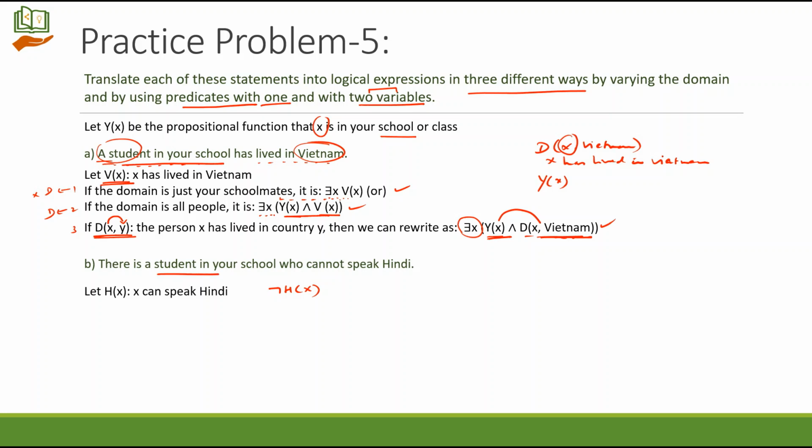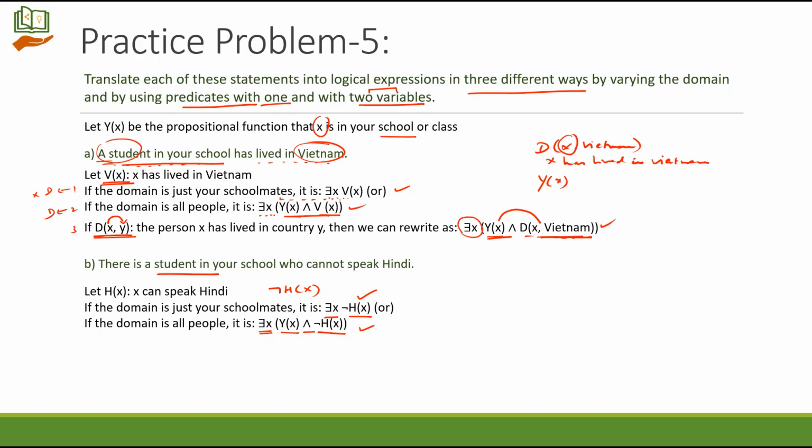If the domain is just your schoolmates, then there is a student who cannot speak Hindi is directly written using this particular expression. When the domain is all people, we combine y of x and negation of h of x using conjunction operation under existential quantification. This is the second way. What is the third way? We can use 2 variable predicate. Let s of x comma y, the person x can speak language y.